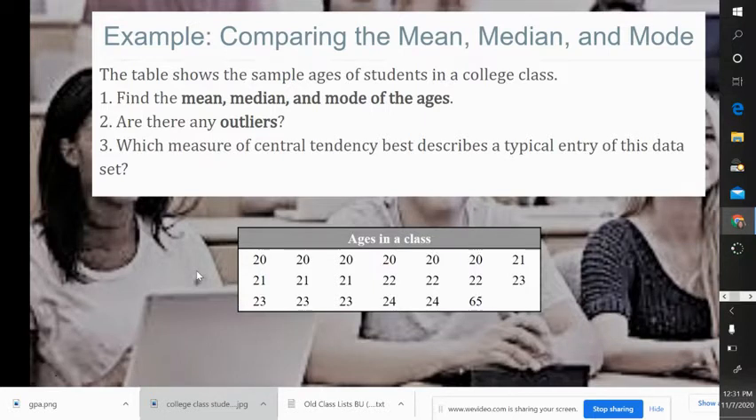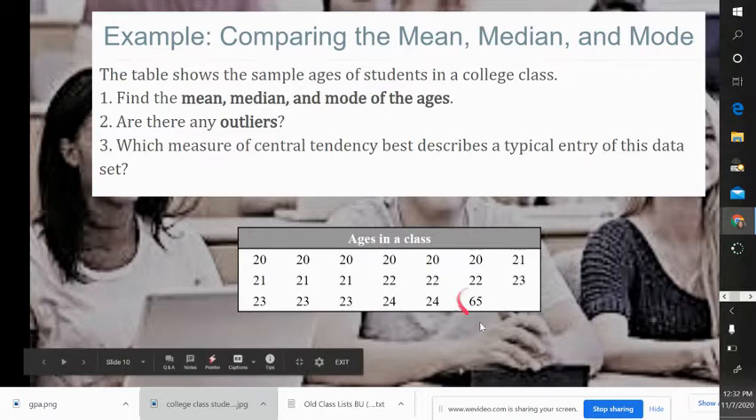If you were just going to estimate, let's see, we've got a bunch of 20s, 21s, a couple 22s, 23s, 24s. Whoa, hello. Hello, 65-year-old college student, right? Coming back for more.